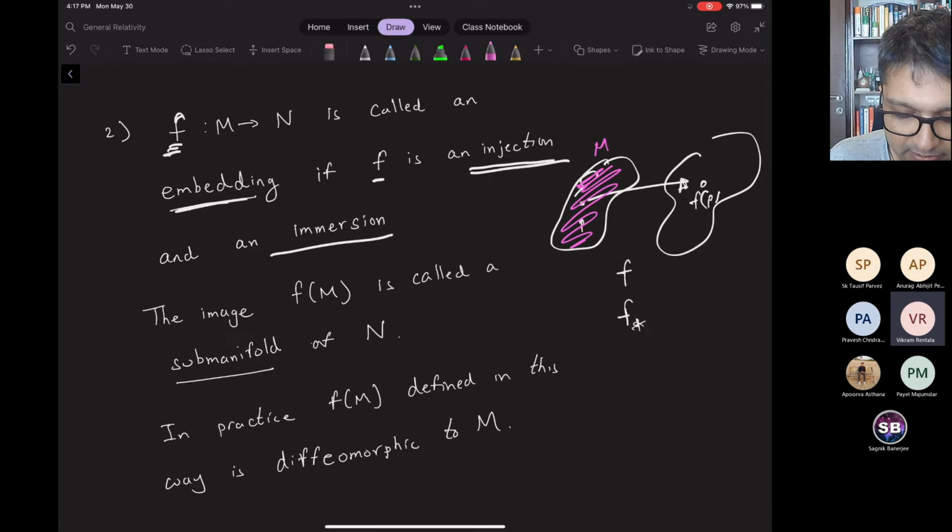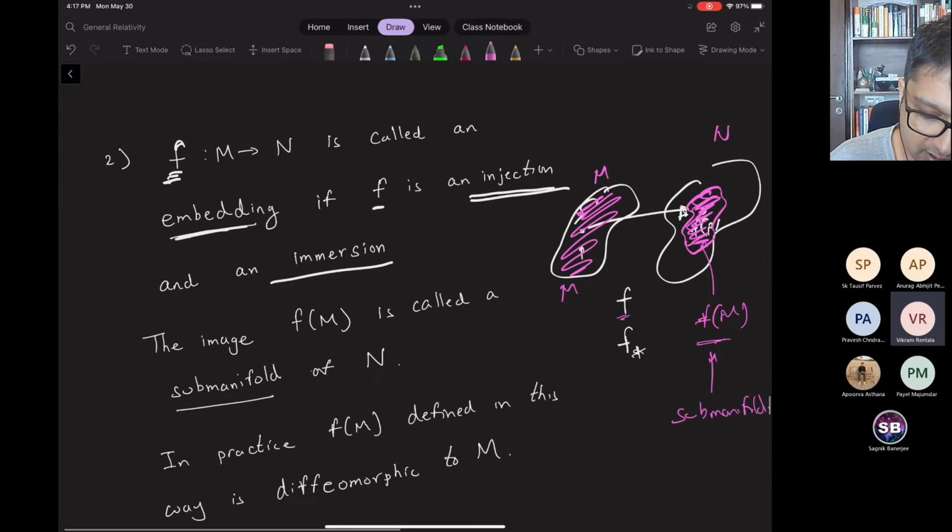Each point will have an image inside N. Since N is generally a higher-dimensional space, this will only be some part of N. The image F of M, the set of all points that are mapped into N by F, is called a submanifold of N.